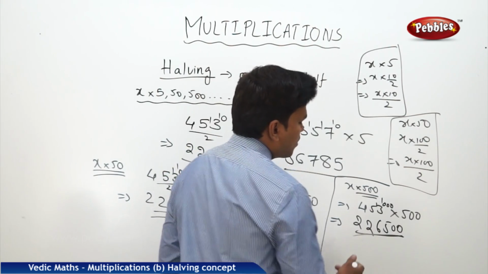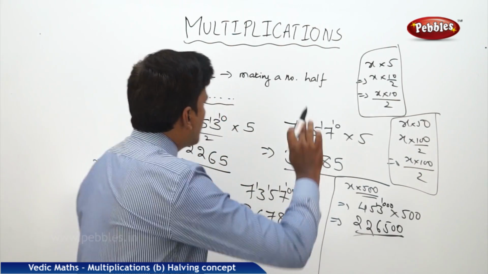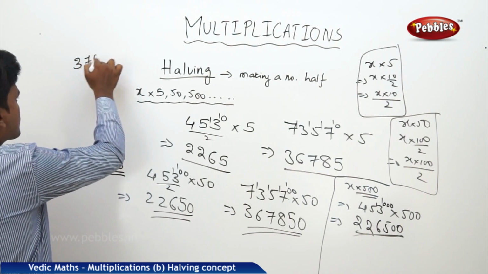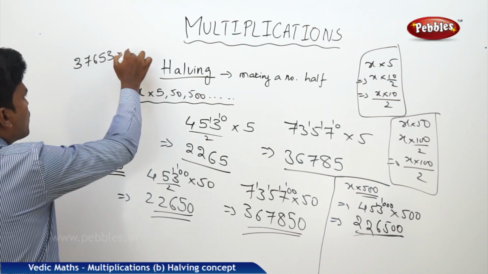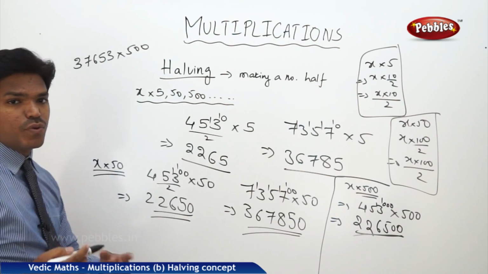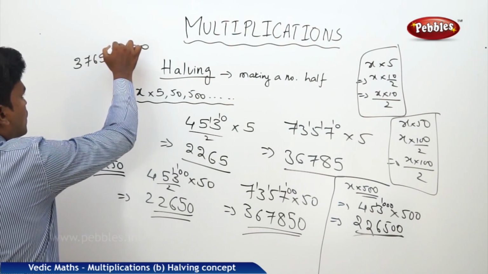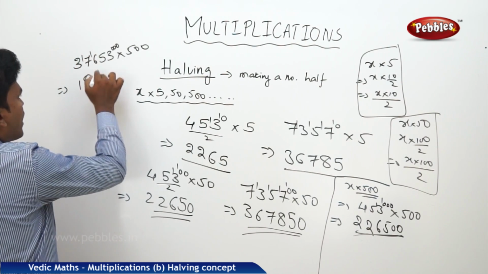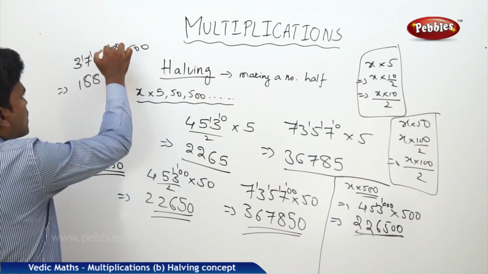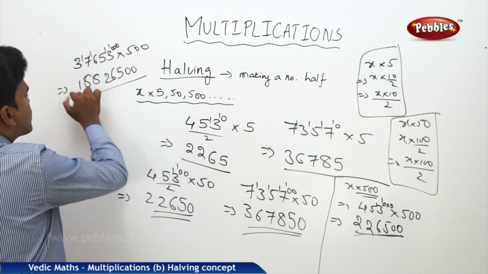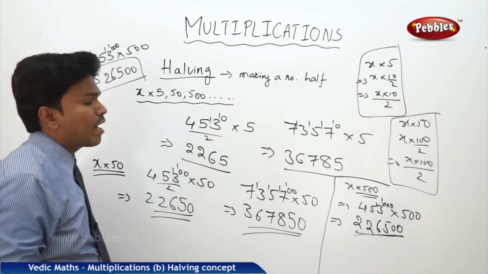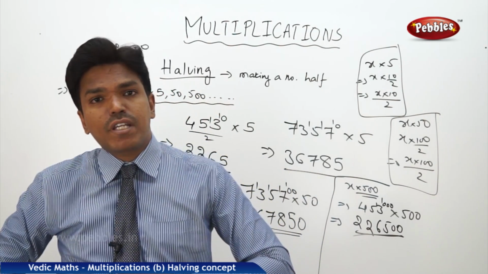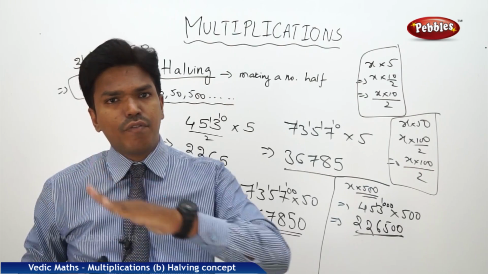Similarly, one more example. Let us take 3765 into 500. How many zeros do we need to add? 3 zeros. Make it a half. So 2 1s, 2 8s, 2 8s, 2 2s, 2 6 times, 2 5 times, 0 0. So your answer is 1882650. So that's how we can apply the halving technique in case of multiplication by 5, 50, 500 and so on series.